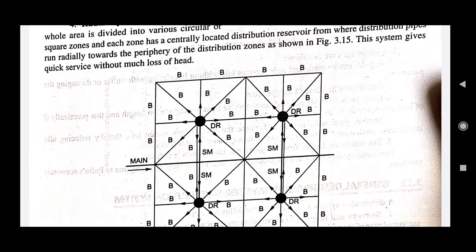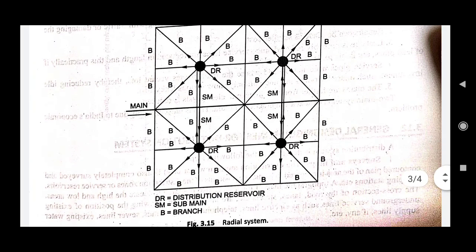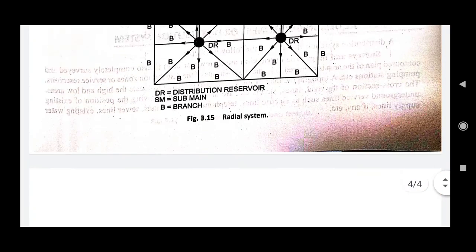These reservoirs are mostly elevated reservoirs, right? To maintain the water flow under the influence of gravity only. So the sub mains are carrying the water to n number of distribution reservoirs depending upon the size of the locality it is going to serve, and from these distribution reservoirs various numbers of branches are radially taken out, and these branches serve the service connections, right? So here DR represents the distribution reservoir, SM represents the sub main, and B represents the branch. So this is our radial system.